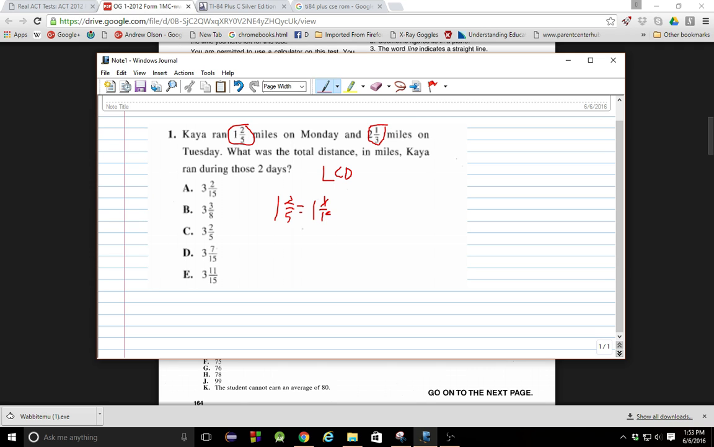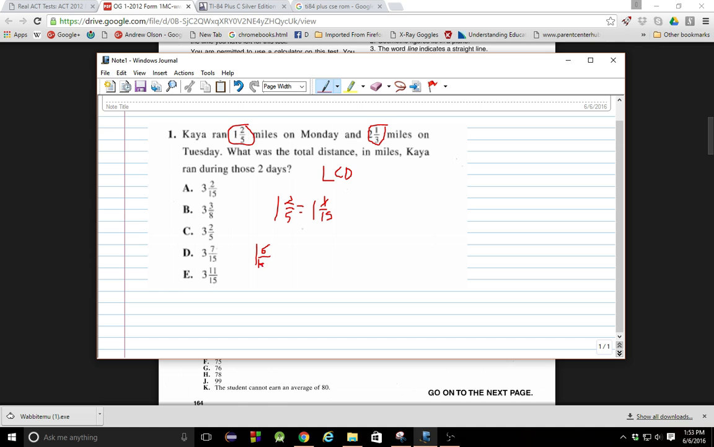Well, in this case, you have to change 2/5 to something over 15. So in order to do this, 5 times 3 equals 15. Well, in that case, 2 times 3 equals 6. So 1 and 6 over 15 is the same thing as 1 and 2/5.